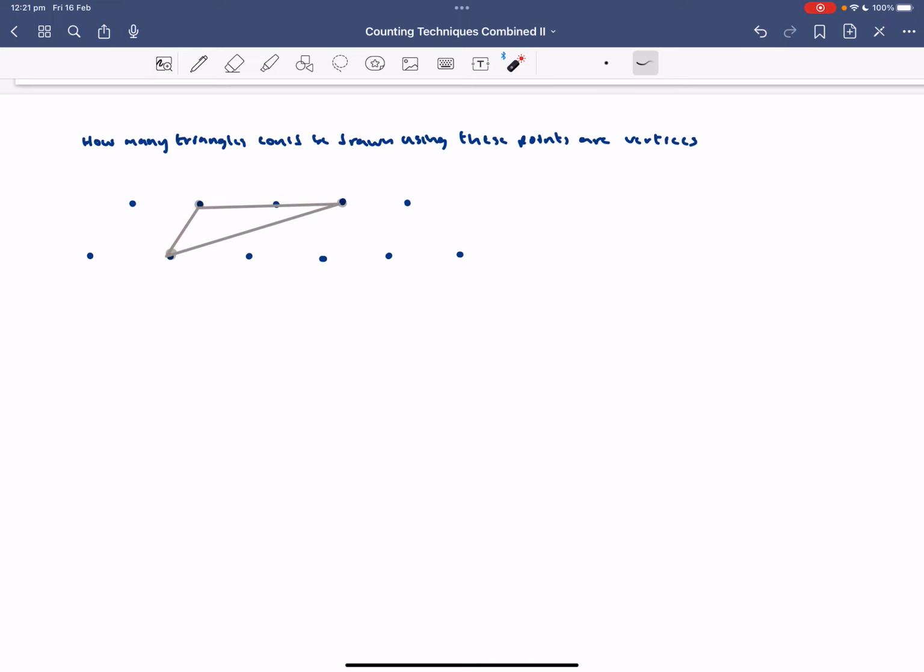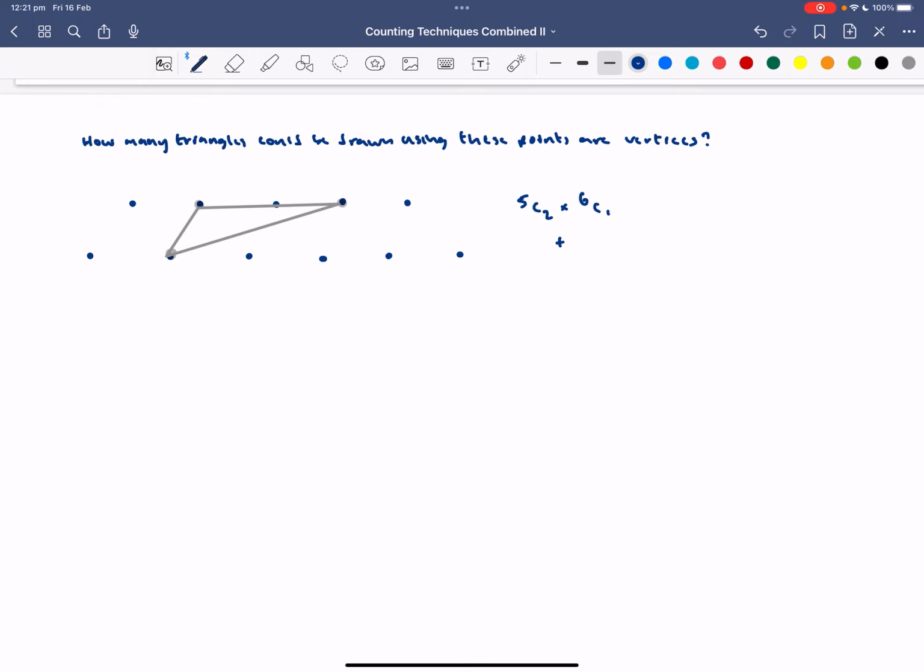So basically, you could select any 2 from the top. Remember, you can't select 3 from the top. If you select 3 from the top, it just makes a straight line. So what I'm saying is, from the 5 on the top, I choose 2, and from the 6 on the bottom, I choose 1.